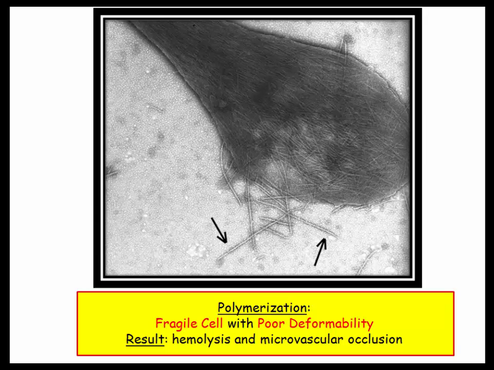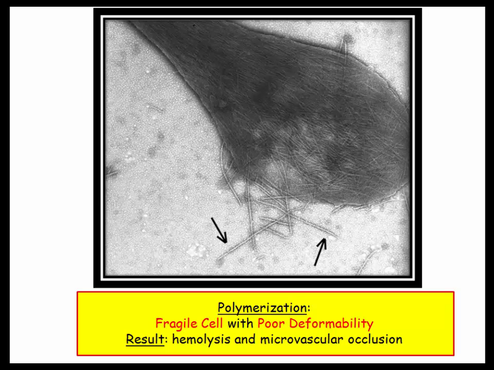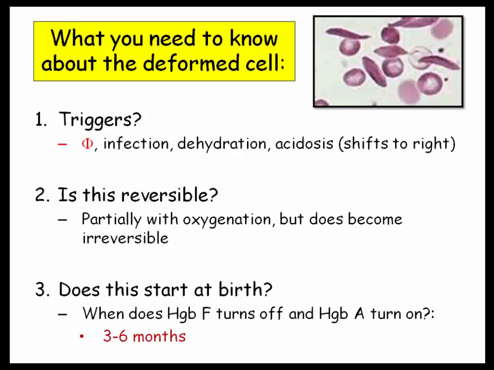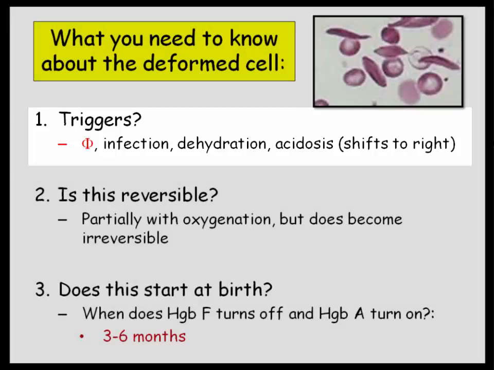The deformed crescent or sickle cell is both fragile and has marked decrease in deformability. The result, which are the clinical hallmarks, includes hemolysis of these fragile cells and microvascular occlusion of the misshapen, non-deformable cells. These are the hallmarks of sickle cell disease. So what do you need to know about the deformed cell? Number 1, triggers. The majority of time, there are no identifiable triggers. It just happens. Known or recognized triggers include infection, dehydration, and acidosis.